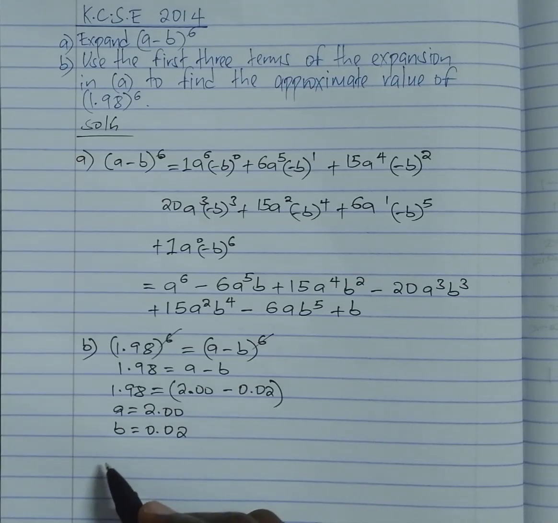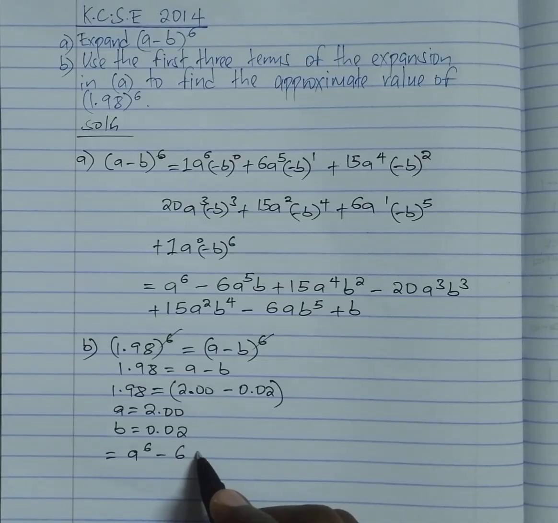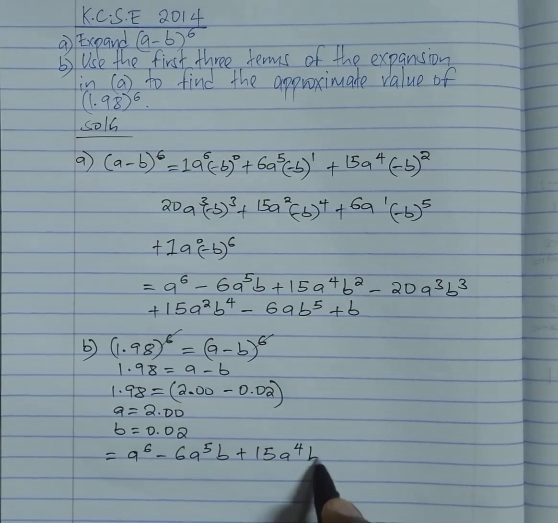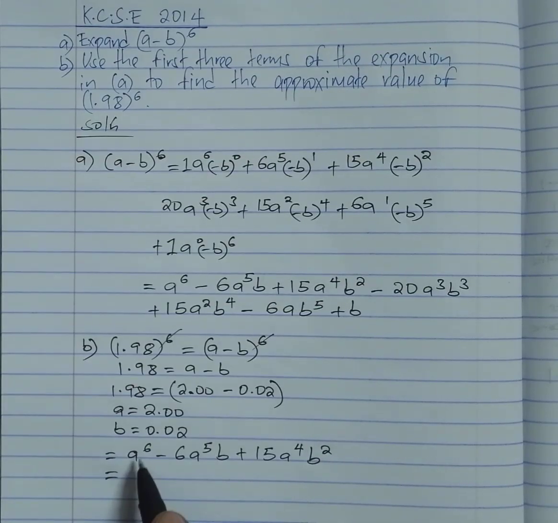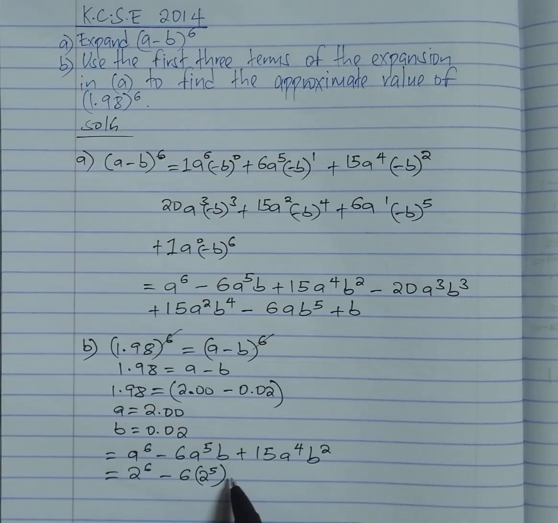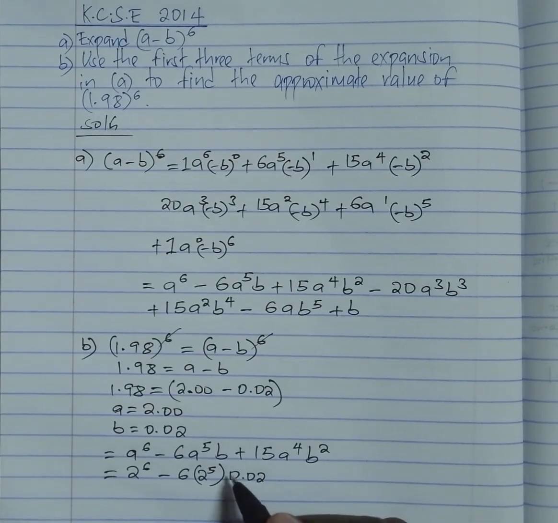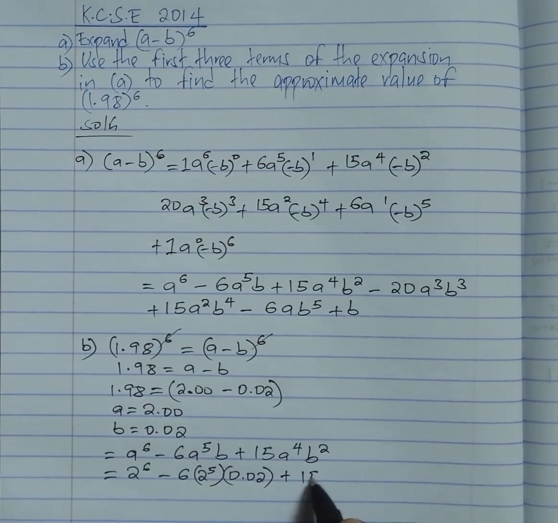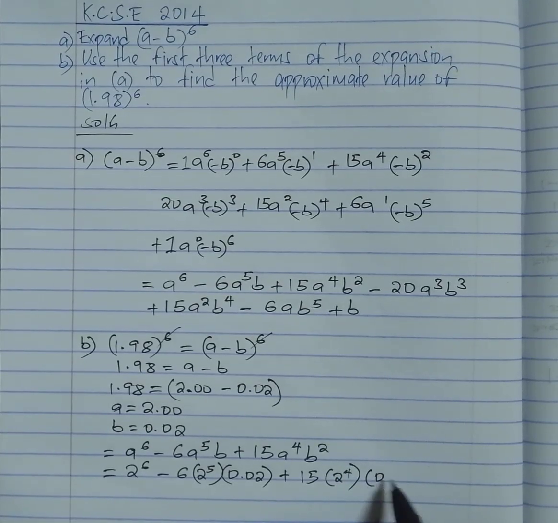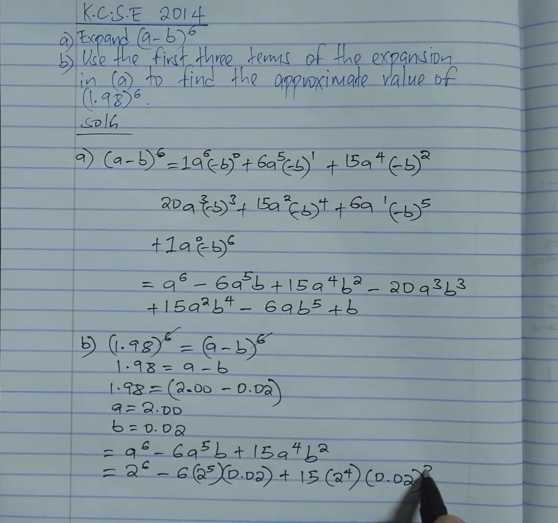So you're going to have a to the power of 6 minus 6a to the power of 5b plus 15a to the power of 4b squared. Once we replace with 2, this is going to be equal to 2 to the power of 6 minus 6 times 2 to the power of 5, our b is 0.02, plus 15 times 2 to the power of 4, our b is 0.02 to the power of 2.